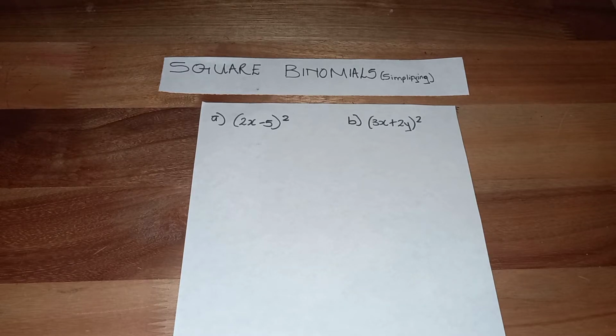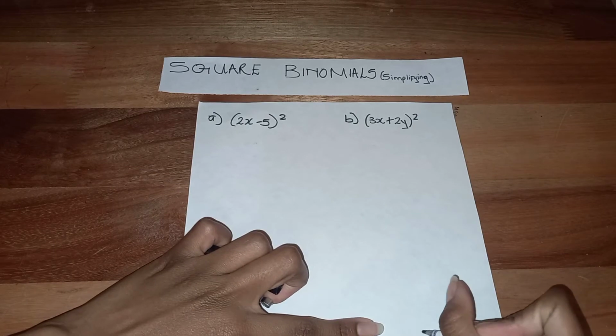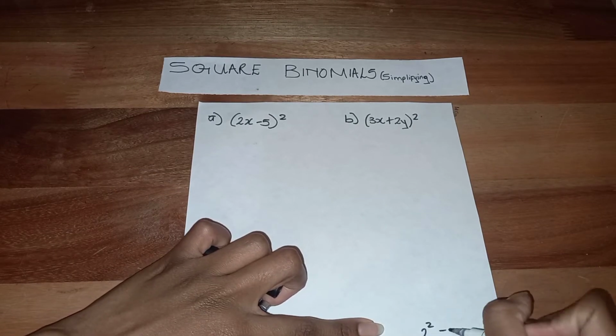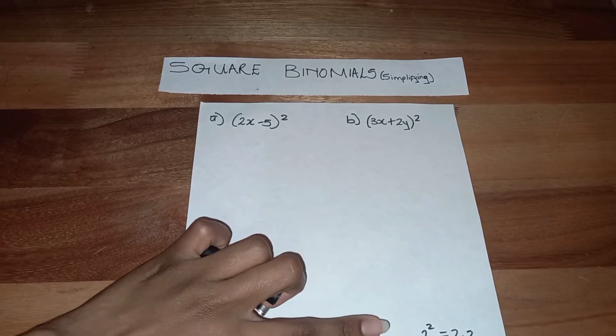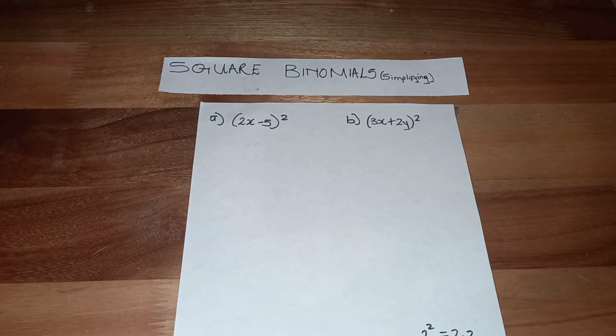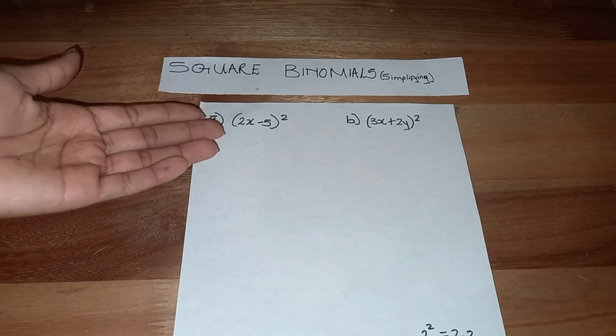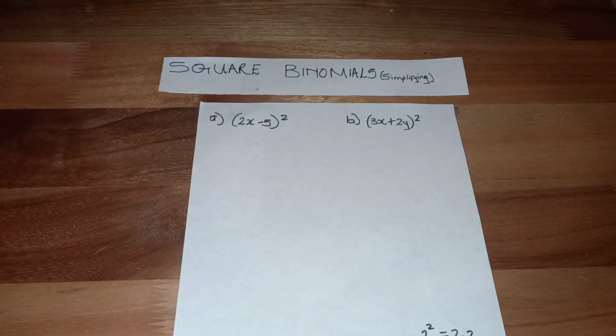So when we say binomial, bi means what? Means two. So binomial just simply means two terms which are squared. Normally we know that if something is squared, it must be multiplied by itself twice, right? This is the same principle as this one. So let's just start with letter A. Without wasting time, let's get straight into it.